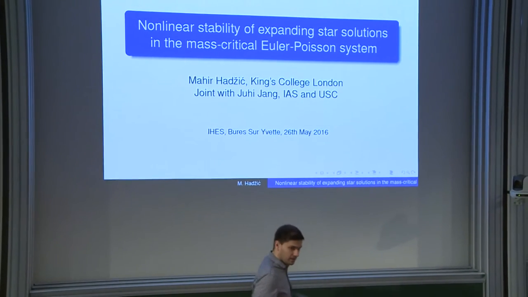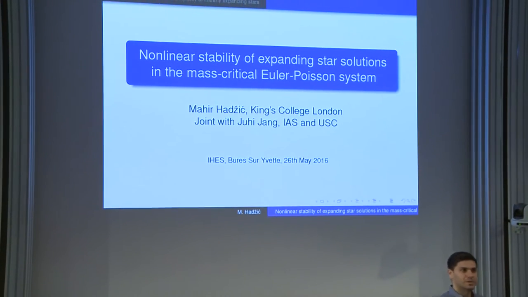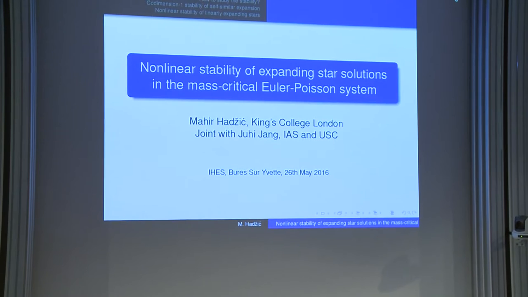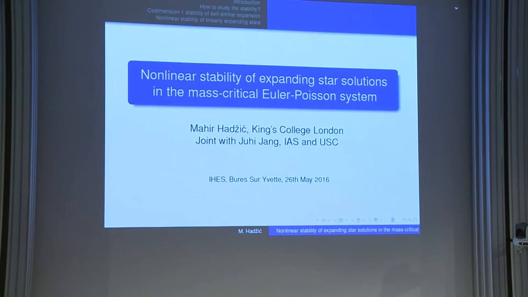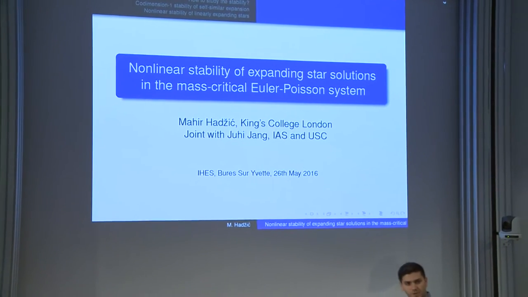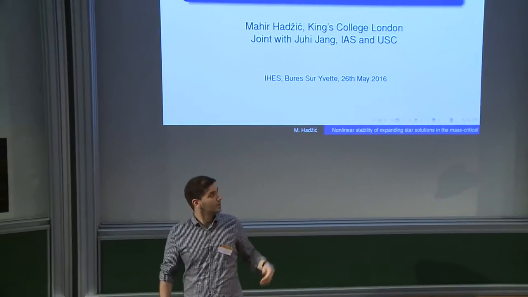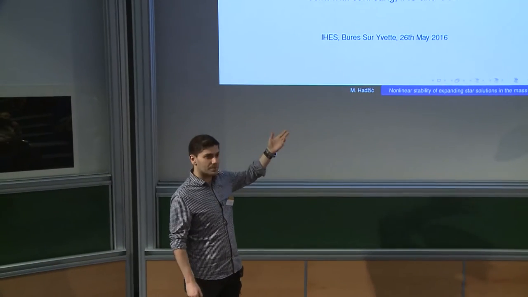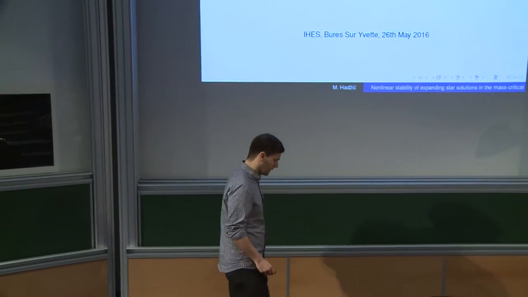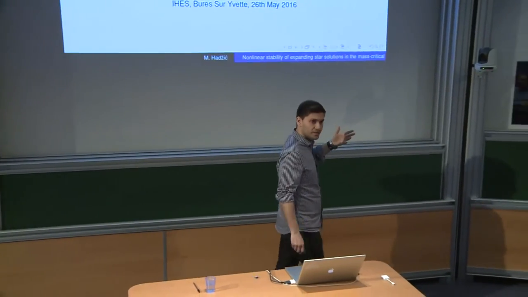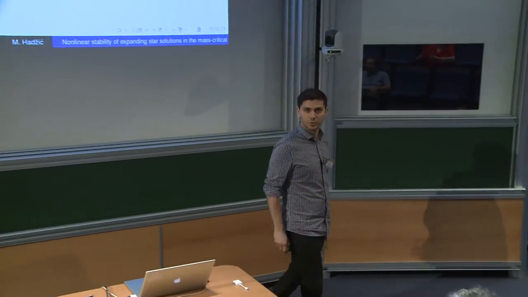The good thing about this long title is that it basically tells you the statement of the main theorem. There are certain special solutions to the system of PDEs I will look at. The Euler-Poisson system comes from astrophysics. It's a model of a star. And we will be studying the nonlinear stability of that class of solutions.